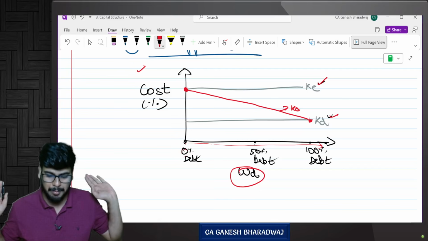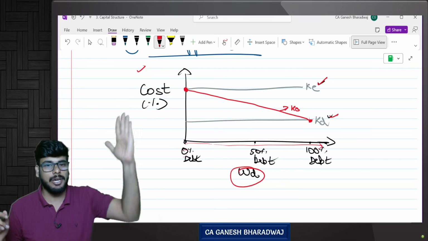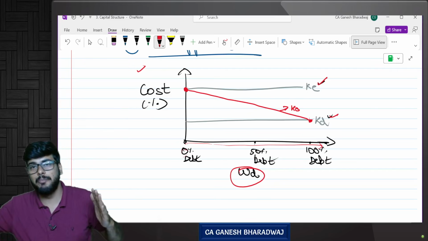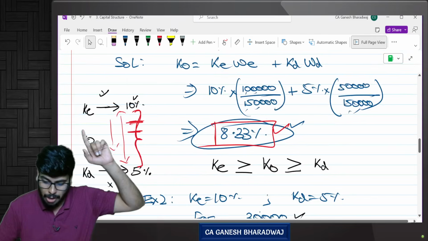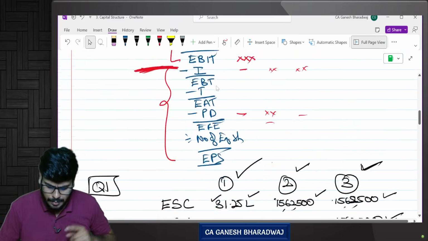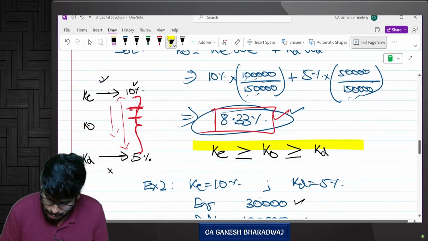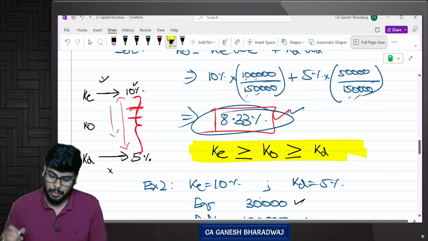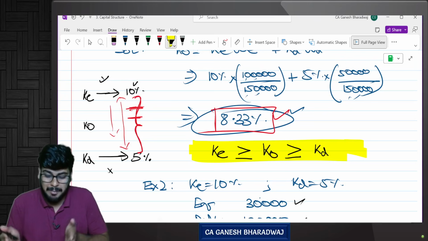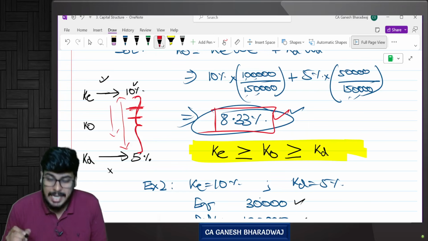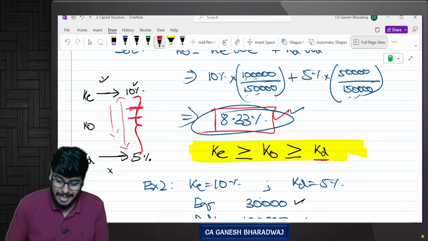And always remember, KO lies between KE and KD. Correct? It cannot go beyond KD. It cannot go beyond KE. It cannot go below KD. That is the reason you recall I made this particular conclusion. Look at this. KO can be between KE and KD. That is, KO always is more than or equal to KD, but it is less than or equal to KE.